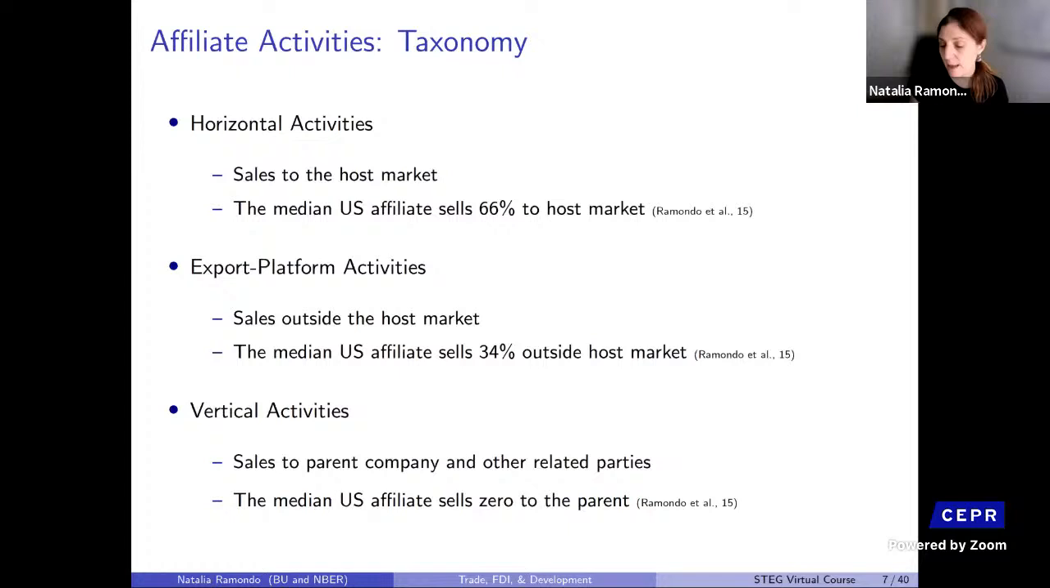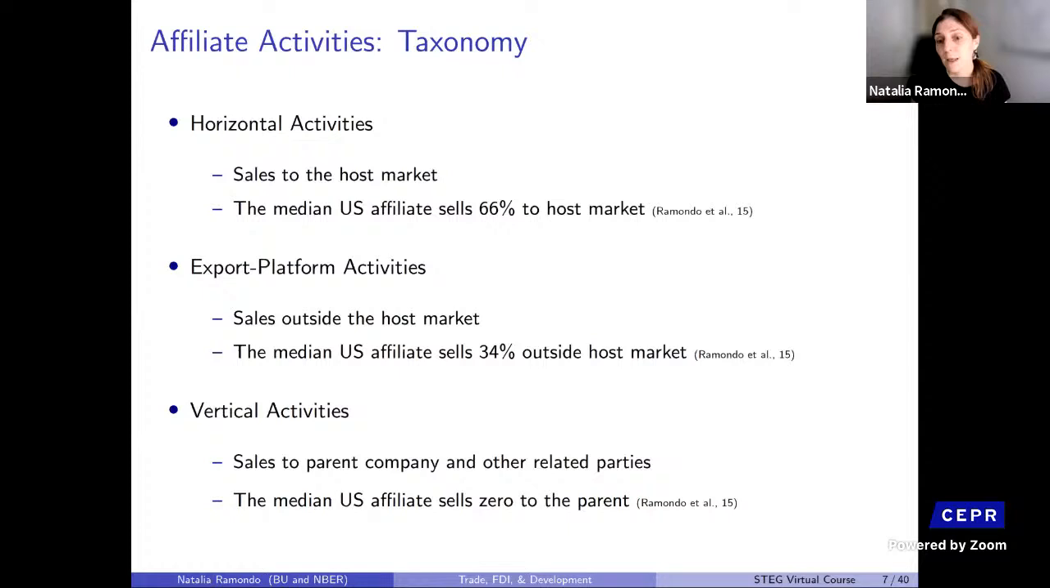And these are sales outside the host market. So General Motors goes to Brazil, they have an affiliate there, and from there they sell to all of Latin America. That's export platform activity. And finally, we have vertical activities that mostly are going to be absent from the models I'm going to show you, because these vertical activities entail production being split across locations. We won't have that today.